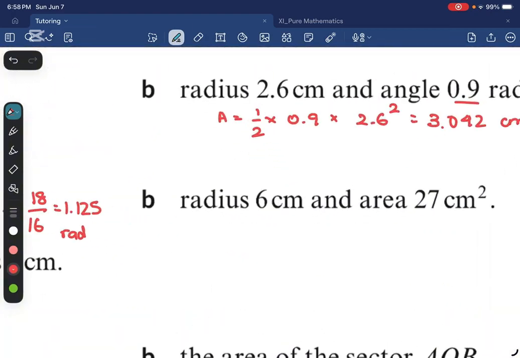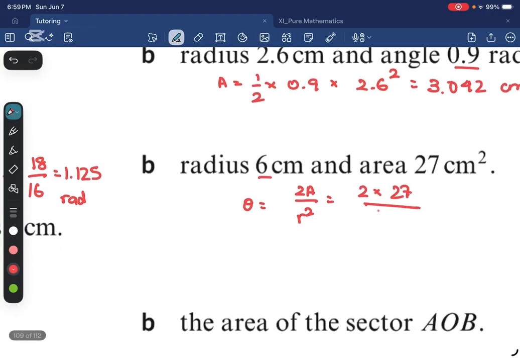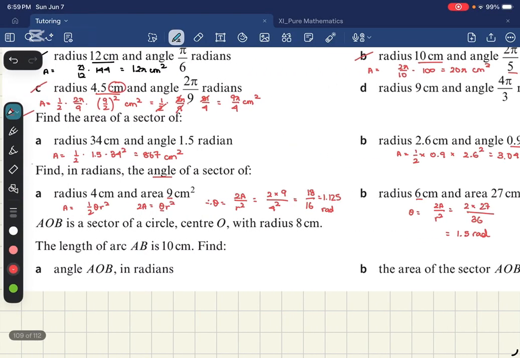And you do the same here. Your theta is just going to be 2a over r squared. So 2 times area is 27. And r is 6. So 6 squared is 36. So 54 over 36, that gives you 1.5 radians. So that is how you do question 3.